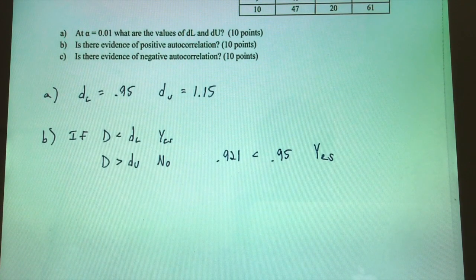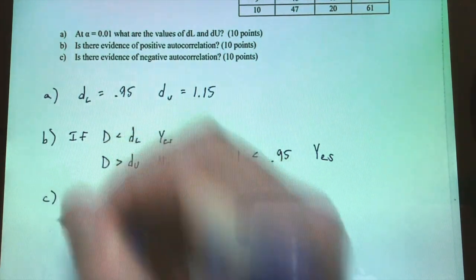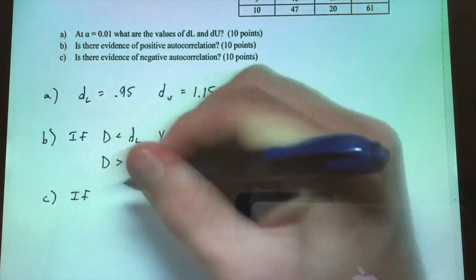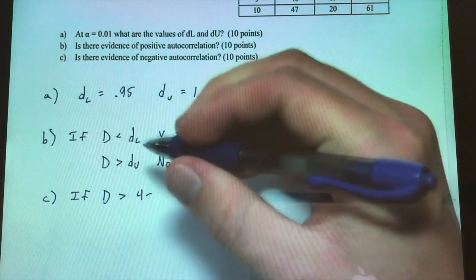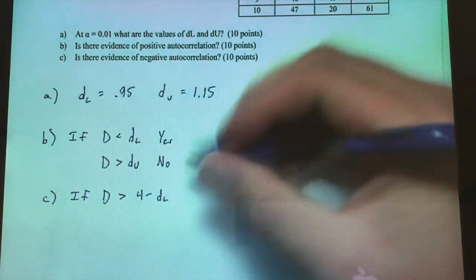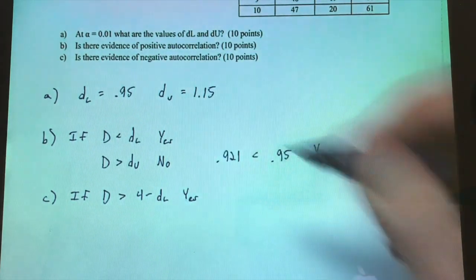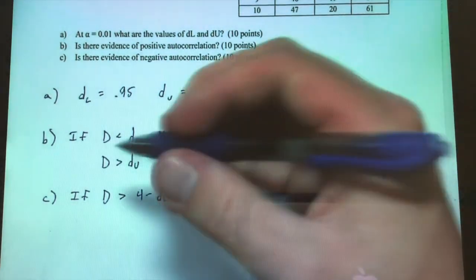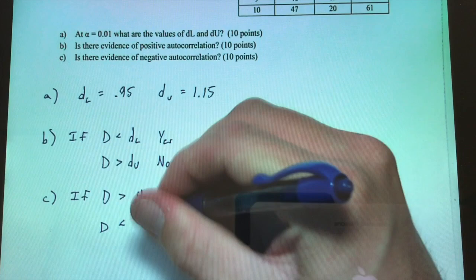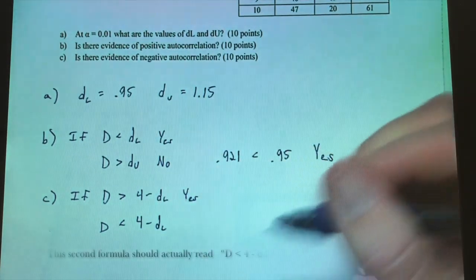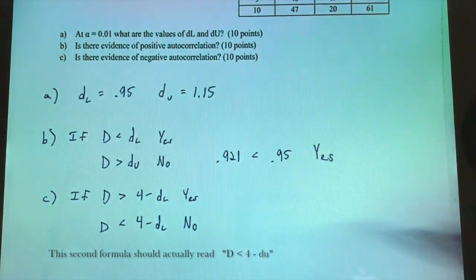So the next part of the problem asks if there's evidence of negative autocorrelation. And again, you're going to look at your formula sheet that tells us if your D value is greater than 4 minus your DL value, then yes, there is evidence of negative autocorrelation. And if your D is less than 4 minus DL, then no, there's no evidence of that.